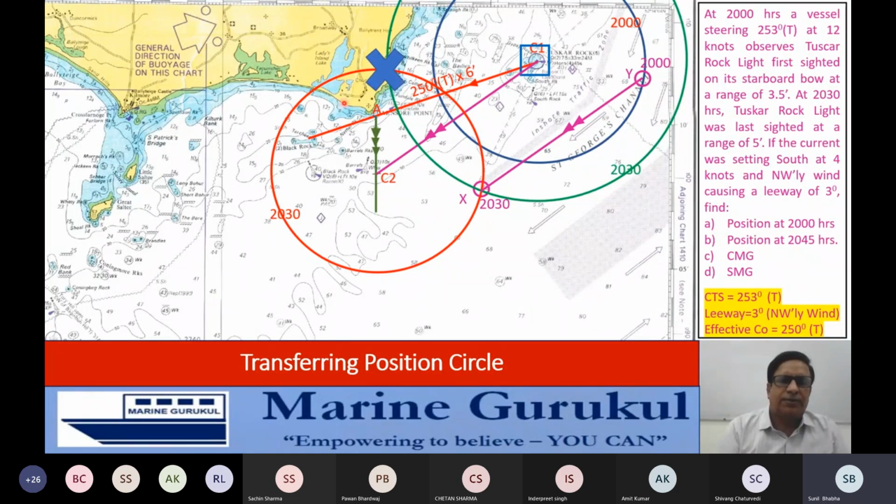And this is where it comes. That means this position is ruled out. This is 180 degrees into 2 miles.